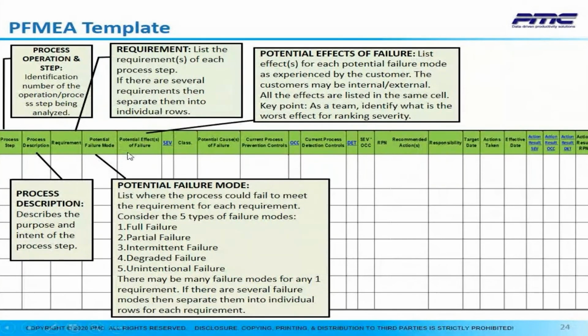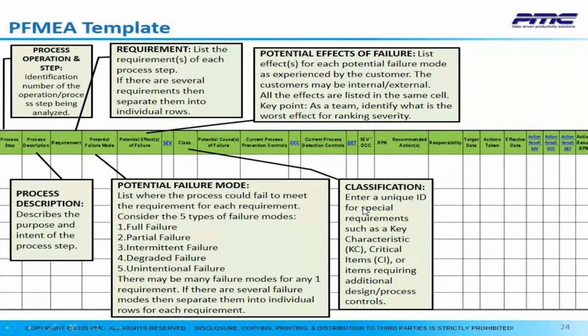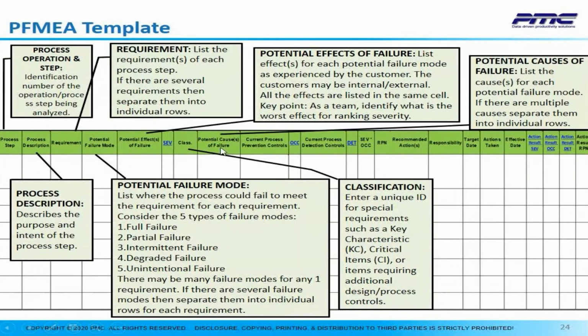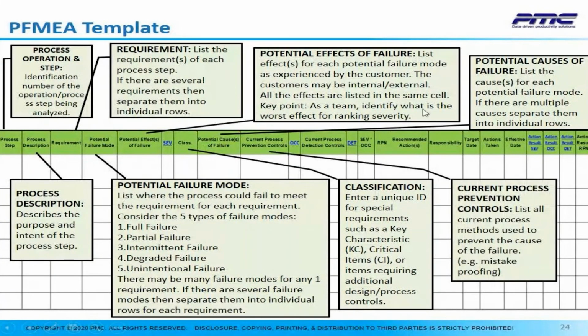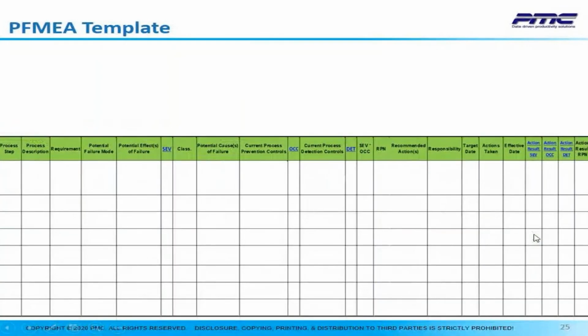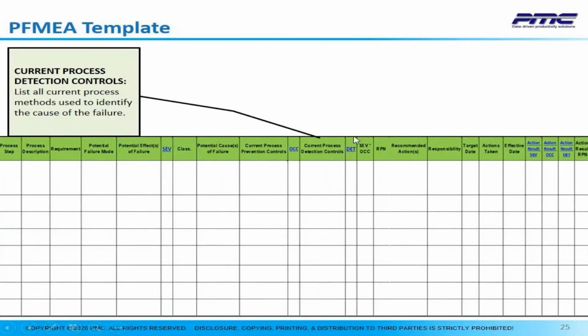Then we look at the potential effects of the failure. Classification, very similar to DFMEA. We define here if that characteristic is a key or critical item. Potential causes of each failure. Again, in this case, if there are multiple causes, we split this into multiple rows. Current process prevention controls, we list them in this column. Then the detection controls. So we have prevention controls, detection controls, if any. Again, if we don't have any, then we put NA.